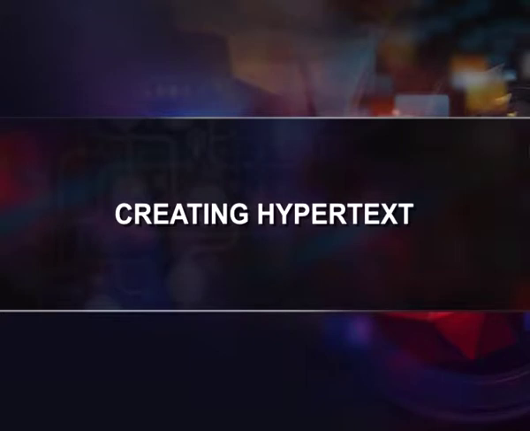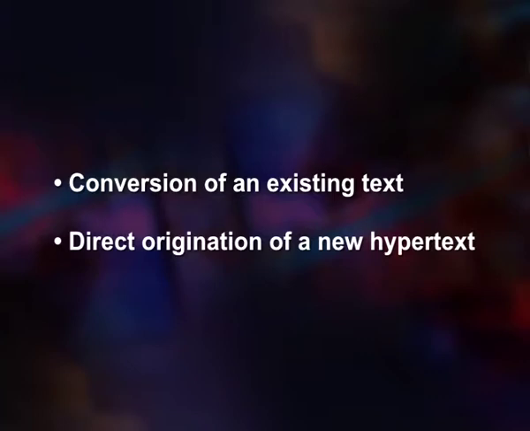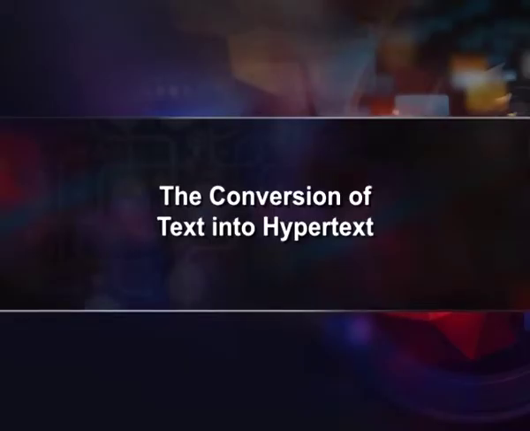Now, let us look at creating a hypertext. There are two basic routes to creating hypertext: conversion of an existing text and direct origination of a new hypertext. First one, the conversion of text into hypertext. The possible reasons why a text may be considered suitable for conversion to hypertext format include all those which apply to the creation of basic electronic text.